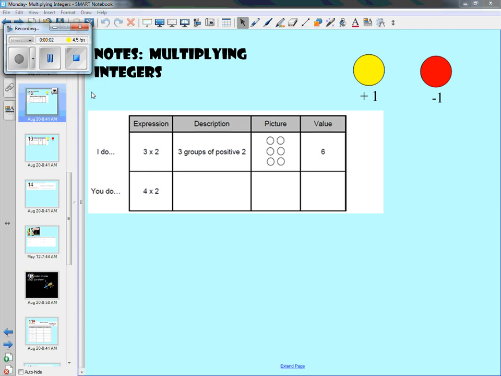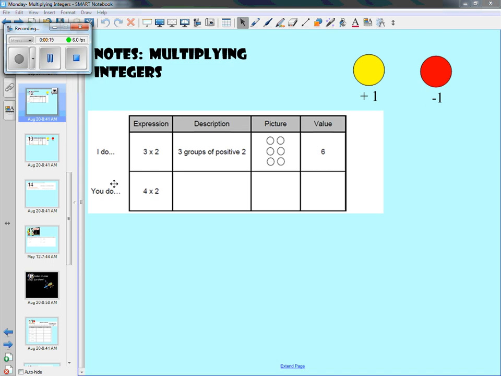Notes for tonight is multiplying integers. When you look at your multiplying integers notes sheet, you are going to see these I do, you do boxes, which we did a little bit of last time with the addition and subtraction of integers. When we're multiplying, it's totally different rules than adding and subtracting.